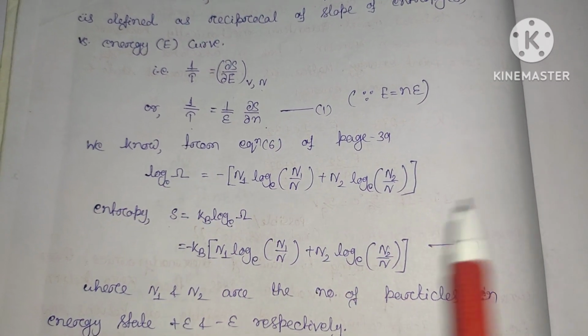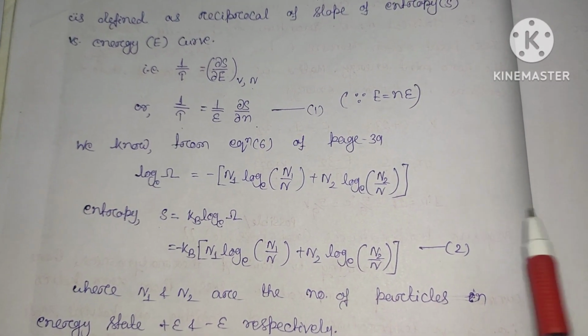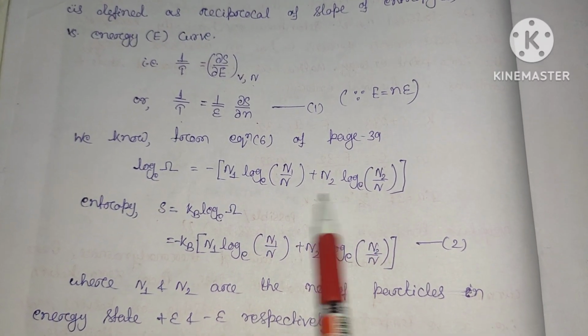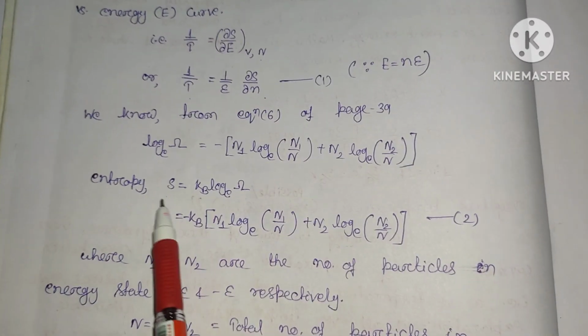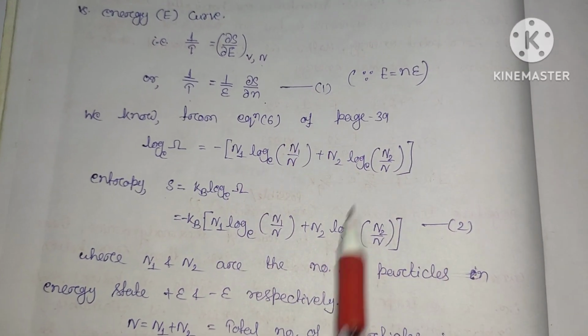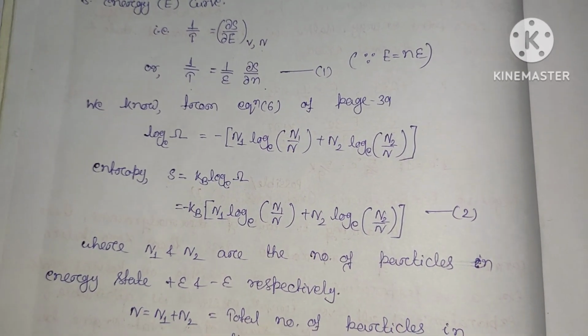In the two energy level system we have already studied the value of log omega, equal to this much. The entropy S equals K log omega. So in place of log omega we have simply substituted this.